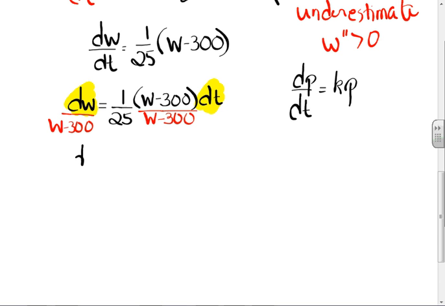dw over (w minus 300). And hopefully somebody has their packet because I don't know what the initial conditions were. Oh, yeah, I do. Never mind. 1/25 dt. Okay, so you get 1 point for doing that. And you can have the 25 on this side if you'd like. Doesn't matter. You still get the point. And then what do we do? Artavan, what do we do next?